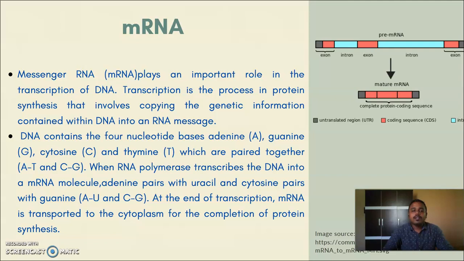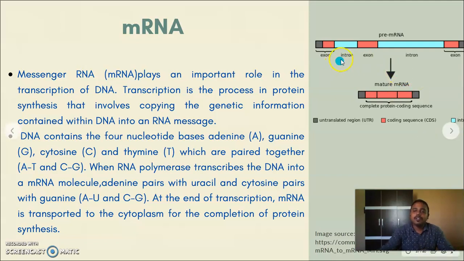The DNA contains the 4 nucleotide bases A, T, G, and C, which are paired together in the form of A to T and C with G. When RNA polymerase transcribes the DNA into an mRNA molecule, the adenine pairs with uracil, which is the change happening here, and the cytosine pairs with guanine. At the end of the transcription process, the messenger RNA is transported from the nucleus to the cytoplasm, where it's going to complete the process of protein synthesis.